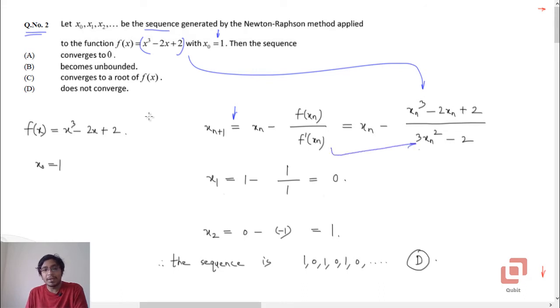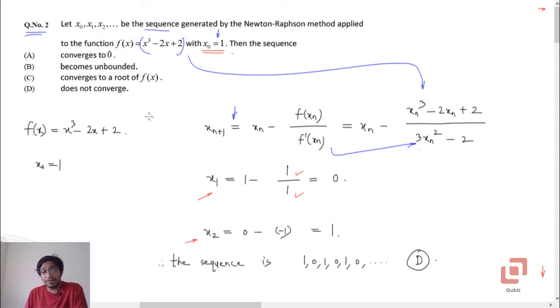Now if we substitute x0 equal to 1, which is given in the problem, then we are going to get x1, which will be 1 minus (1 cubed minus 2 into 1 plus 2) divided by (3 into 1 minus 2), so 1 divided by 1, so x1 will be 0. So x0 is 1, x1 is 0. Let's now go to x2.